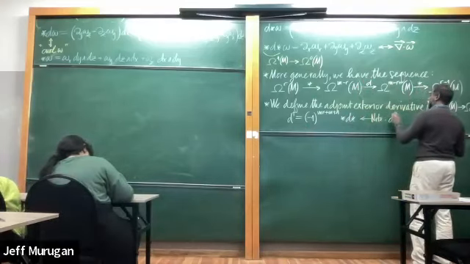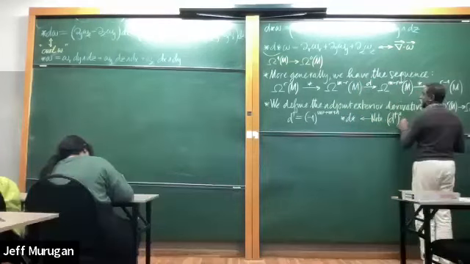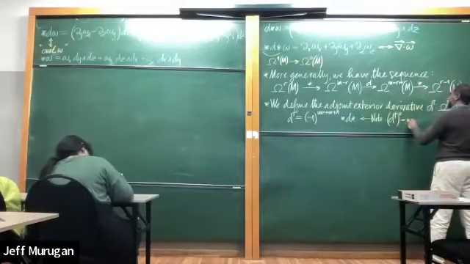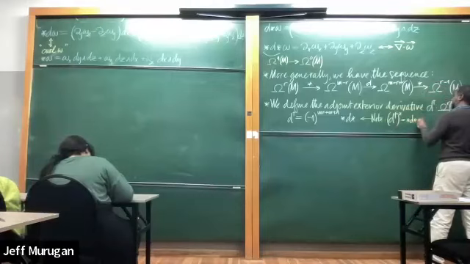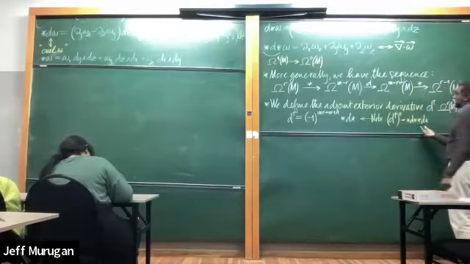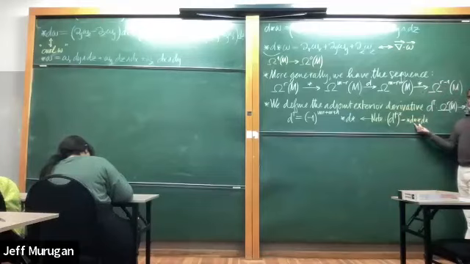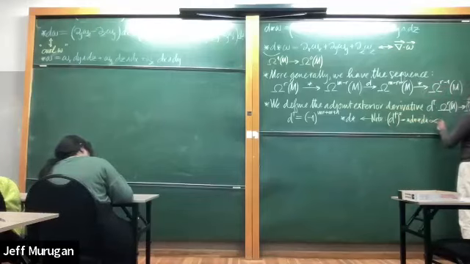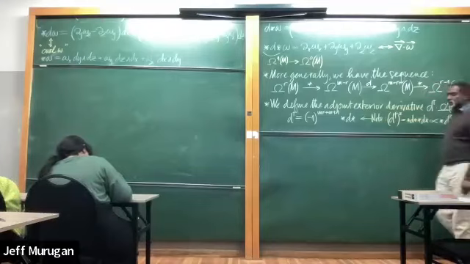Note that d dagger squared is star d star d star. Star squared is proportional to the identity up to some minus sign, but we don't really care about that. The point is that this guy is proportional to star d squared star, which is 0 because d squared is 0.